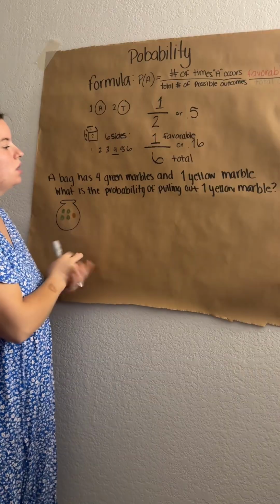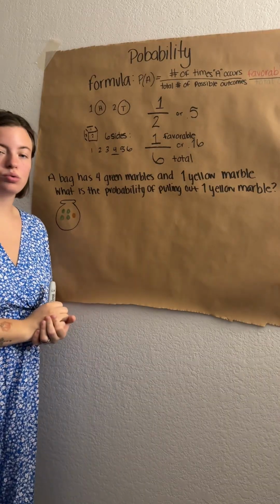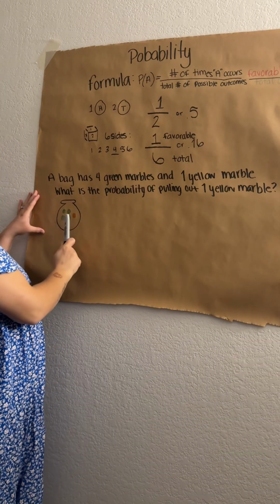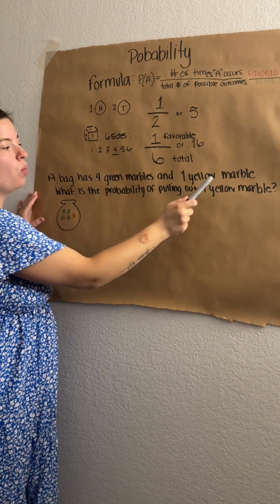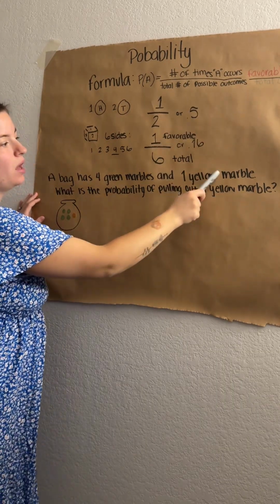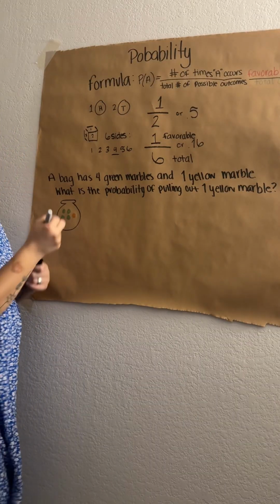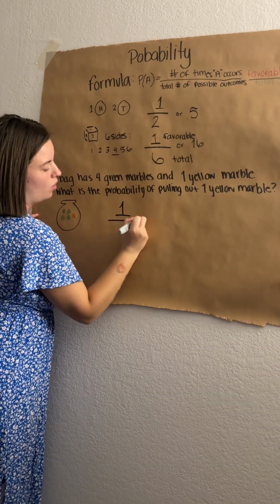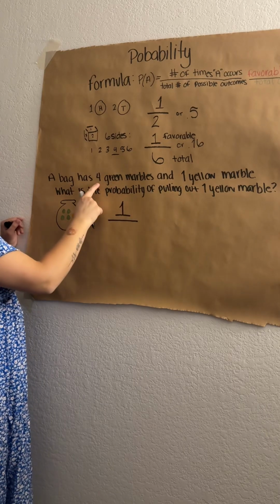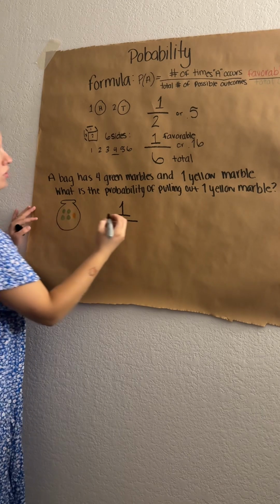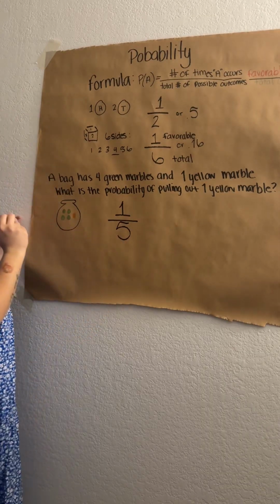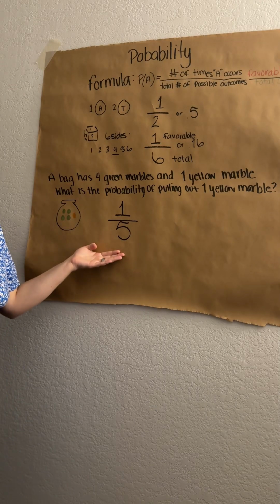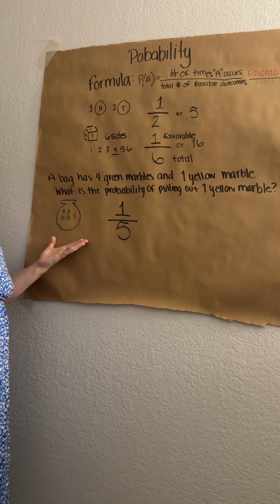Sheet, and we took this time to find our favorable and our total. So it says a bag has 4 green marbles and 1 yellow marble. What is the probability of pulling out 1 yellow marble? We only have 1 yellow, so our favorable will be 1 over the total. We have 1 yellow and 4 green, so in total we have 1, 2, 3, 4, 5. So we have 1 over 5 for our fraction, and this is our probability of getting 1 yellow marble out of our bag.